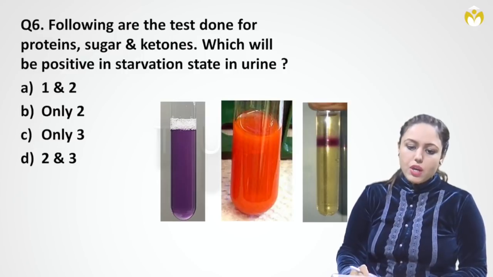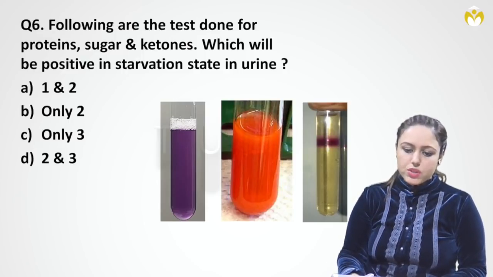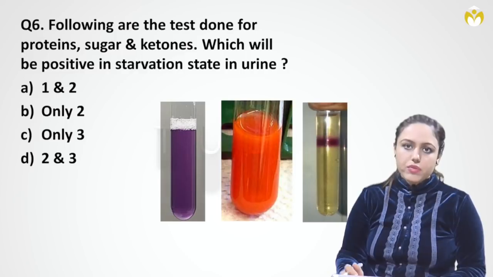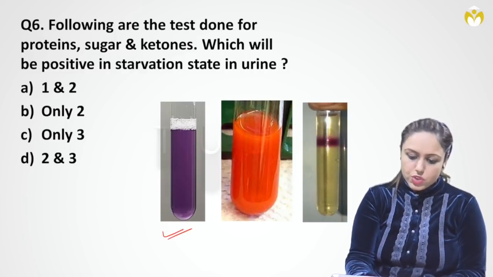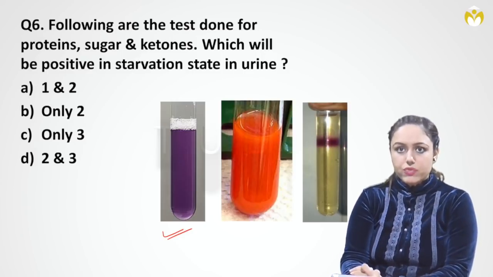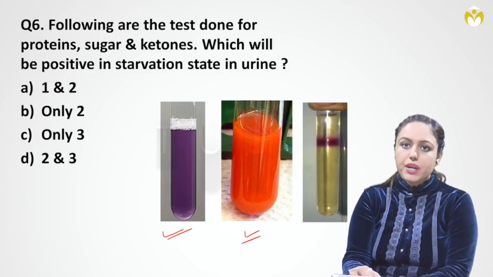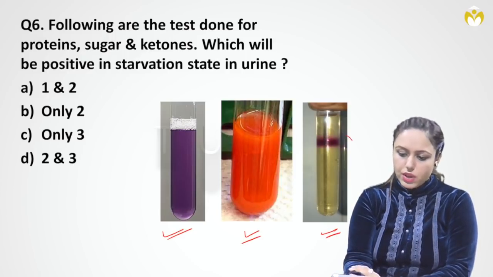Next question number 6. Following are the tests done for protein, sugar and ketone bodies, which will be positive in the starvation state in urine, right? So these are all the tests done in the urine of the patient, and what will be positive in starvation. You know, ketone bodies are positive in starvation, but now you have to recognize the test tubes also. The first one is the biuret test, which is done for proteins. Next is Benedict's test, which is done for reducing sugars. Then next is this ring shown.